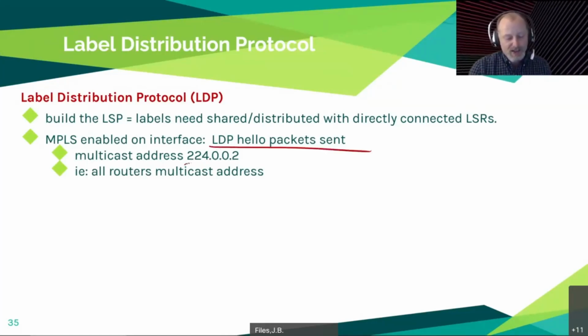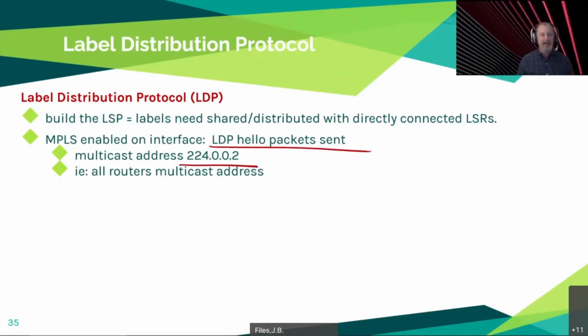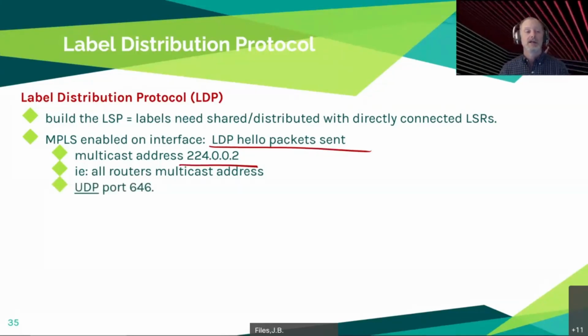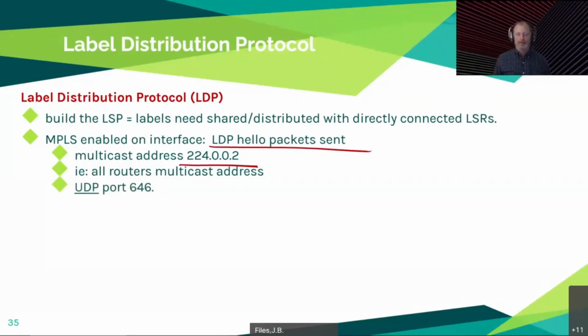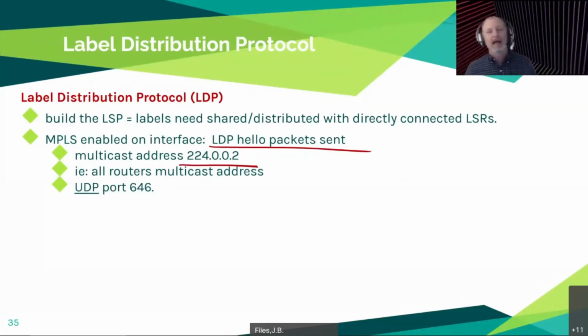All right, so it's sent to 224.0.0.2. That's the all routers multicast address. Okay, it's sent via UDP port 646.